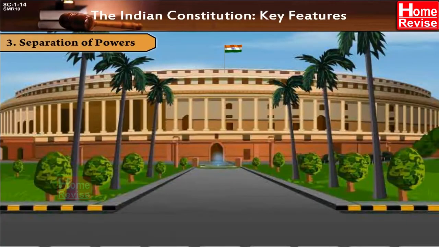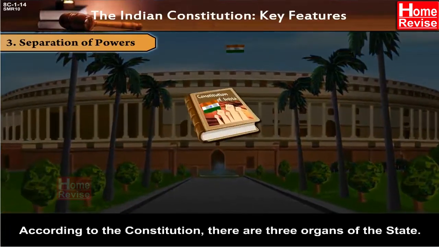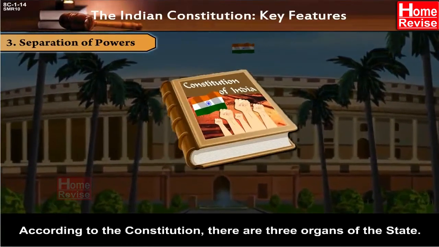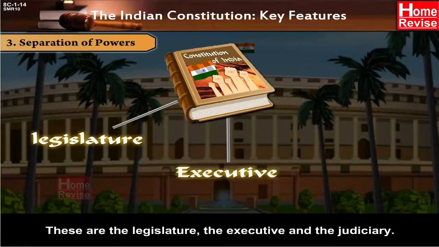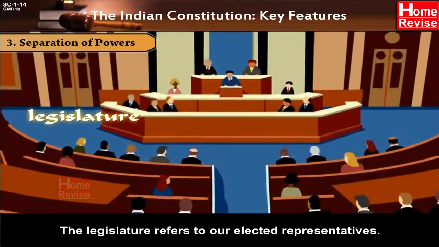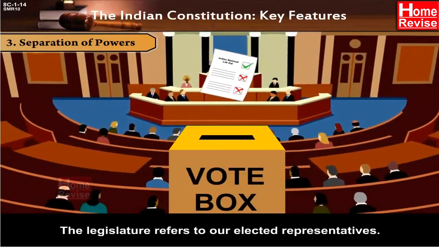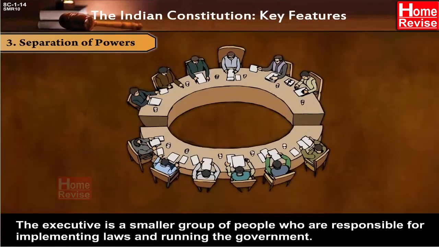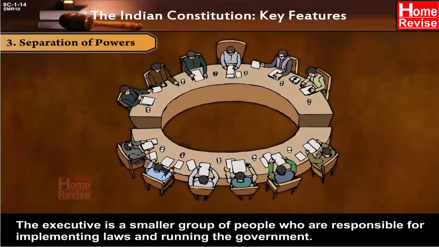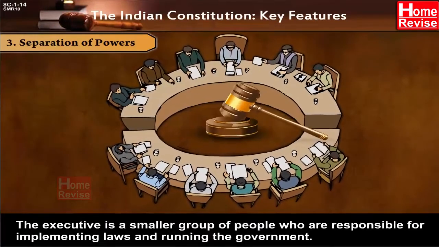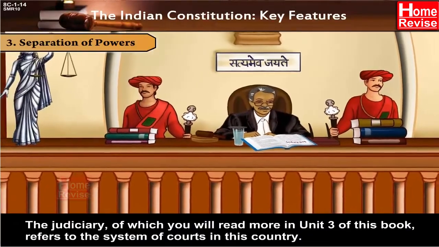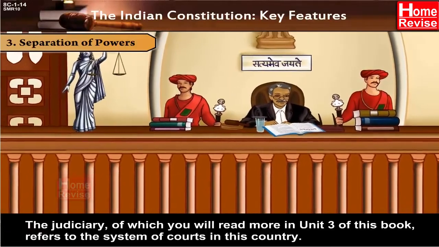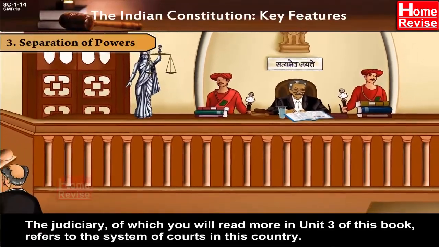3. Separation of powers. According to the Constitution, there are 3 organs of the state. These are the legislature, the executive, and the judiciary. The legislature refers to our elected representatives. The executive is a smaller group of people who are responsible for implementing laws and running the government. The judiciary, of which you will read more in Unit 3 of this book, refers to the system of courts in this country.